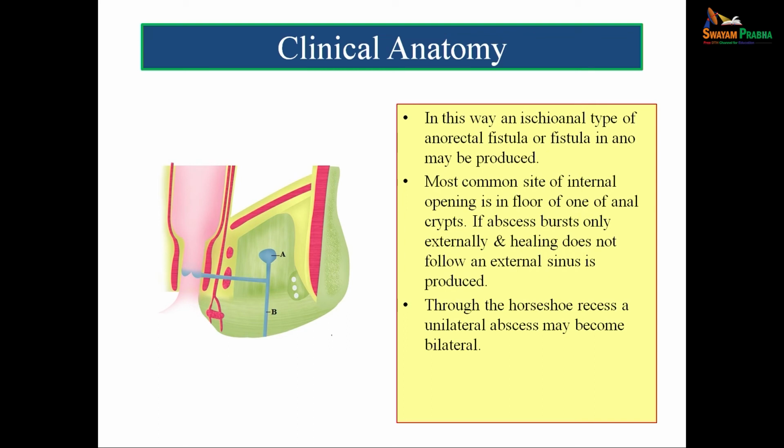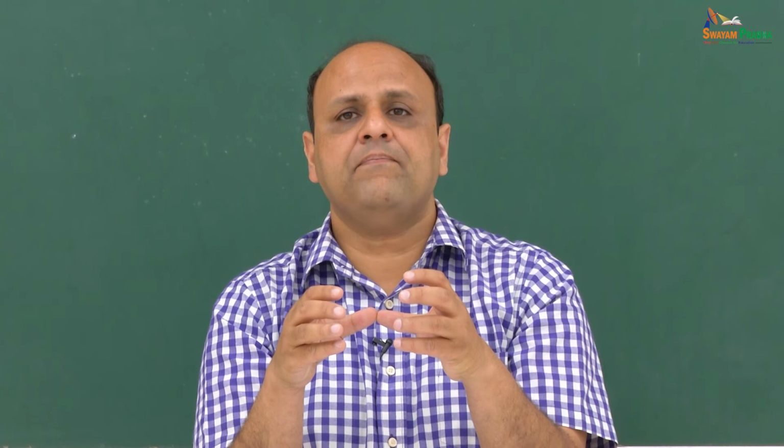If the abscess bursts only externally, suppose we look at scenario B. So if there is an abscess which bursts externally and healing does not take place, then what may happen? An external sinus may be produced. And as I mentioned before, through a horseshoe recess lying behind the anus, unilateral abscess may become bilateral.